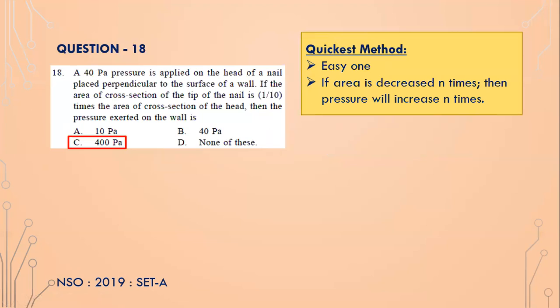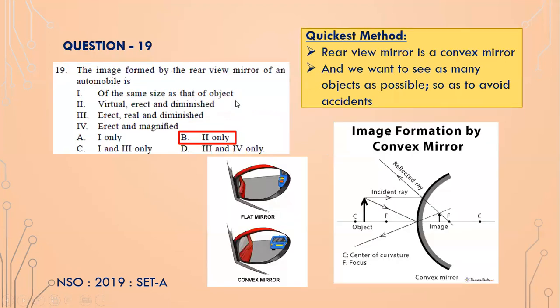Try to place a book on the palm of your hand, and then try to place a book on the fingertip. The fingertip will have higher pressure because the whole of the weight of the book is concentrated just on the fingertip. Similarly, 40 Pascal pressure, and if the area is 1/10, then it will be 40 into 10. So at the tip of the nail, the pressure will be 400 Pascal, and that's why the nail goes into the wall, because with whatever pressure you hit, it is 10 times more pressure at the tip of the nail.